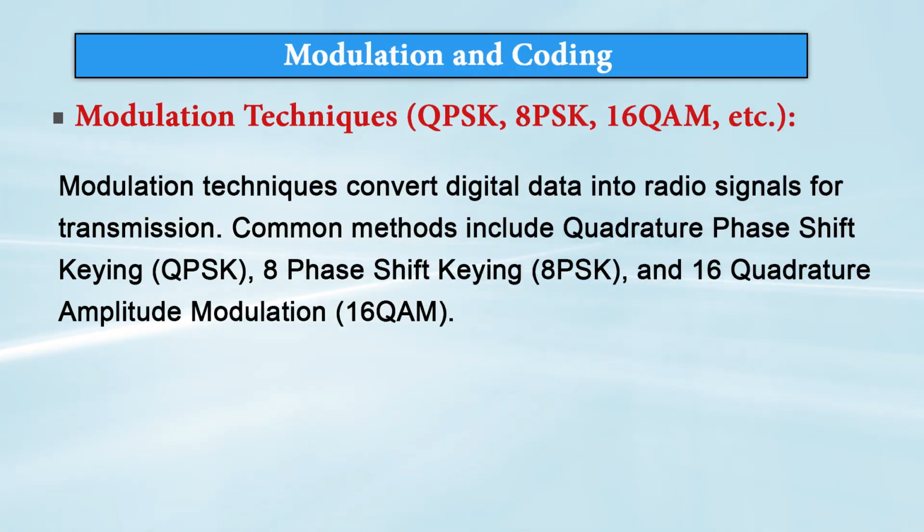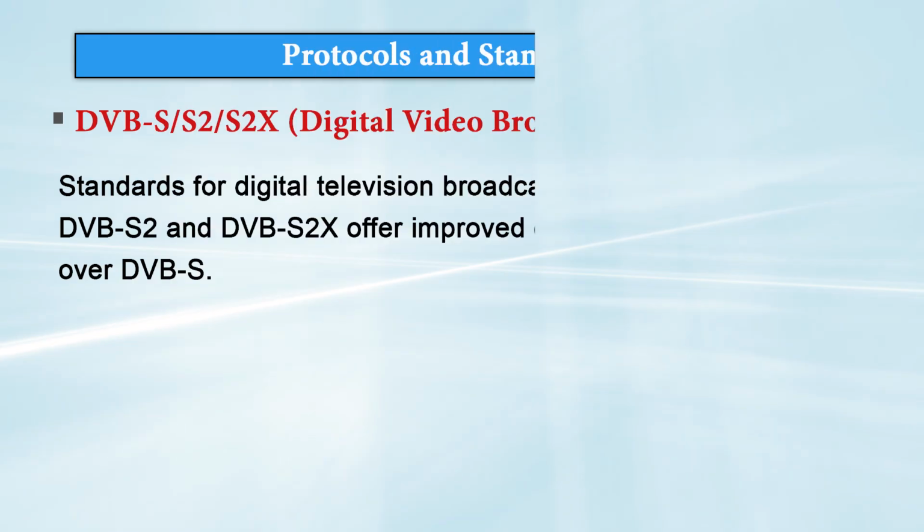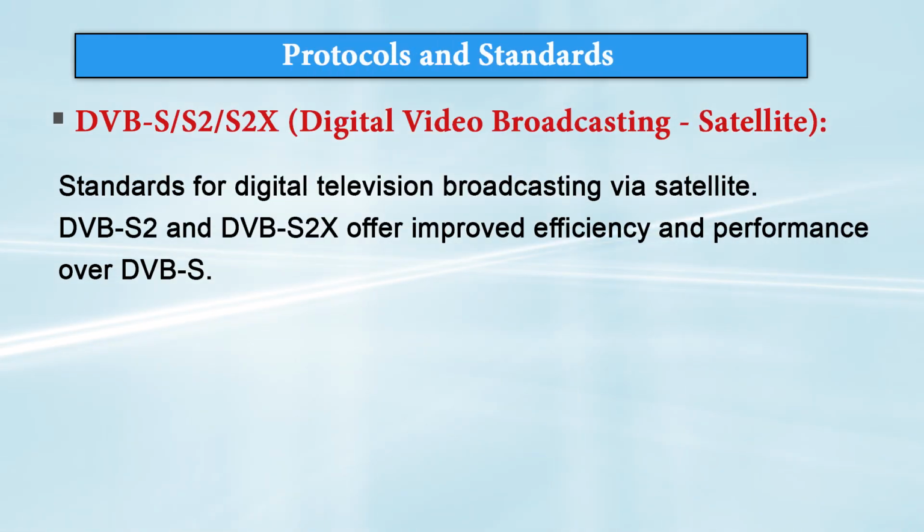Then another segment is modulation and coding. We very well understand what is meant by modulation. Here QPSK, quadrature phase shift keying, BPSK, and especially 16 QAM are used for satellite communication. Then another segment of the architecture is MA, that is multiple access techniques. In multiple access we have TDMA, time division multiple access, FDMA, frequency division multiple access, and CDMA, code division multiple access.